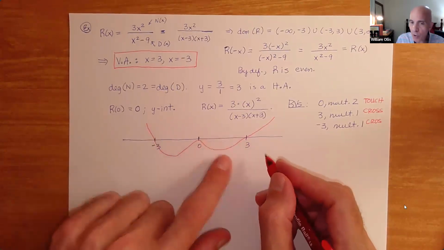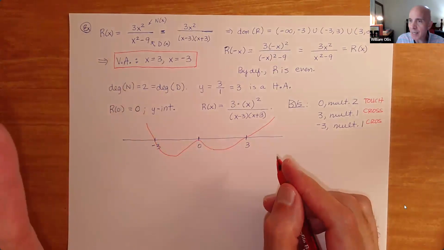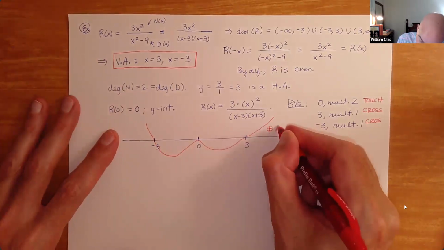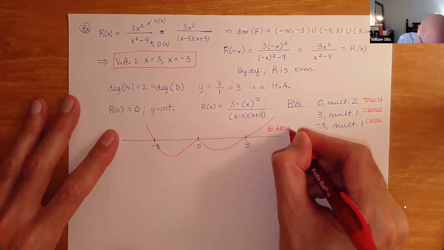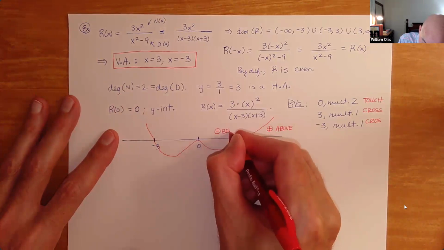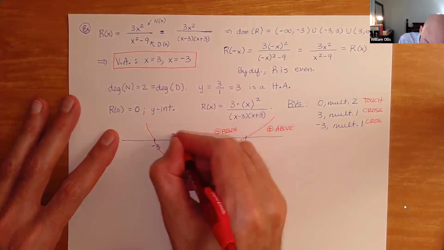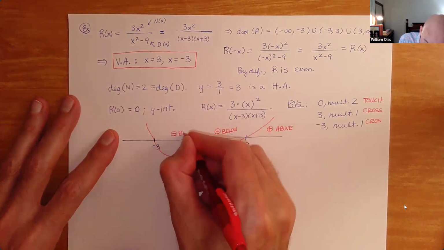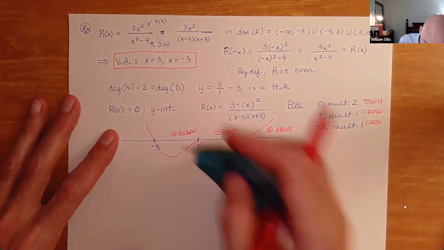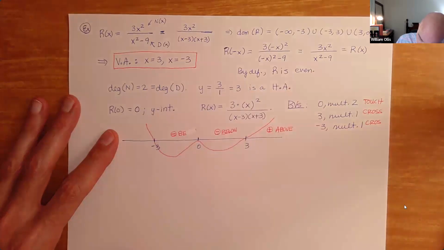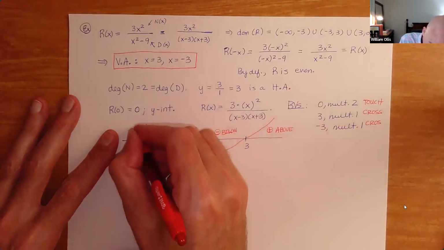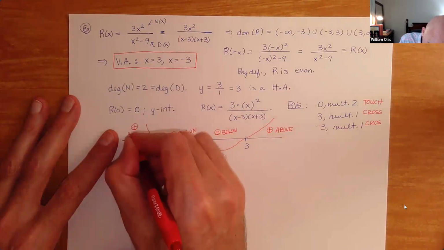So this is not a graph. This is simply indicating above and below. So here we have plus, above. Here we have negative, below. Here we have negative, below. And let me write that a little bit better. Below. And here we have positive, above.